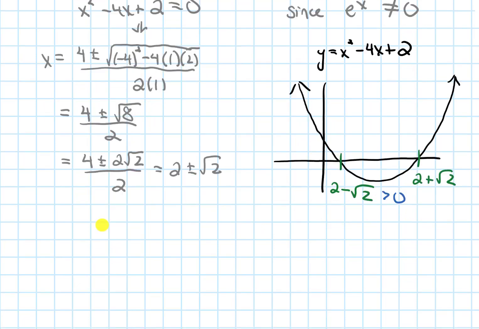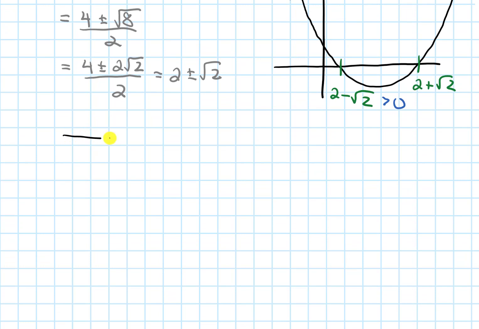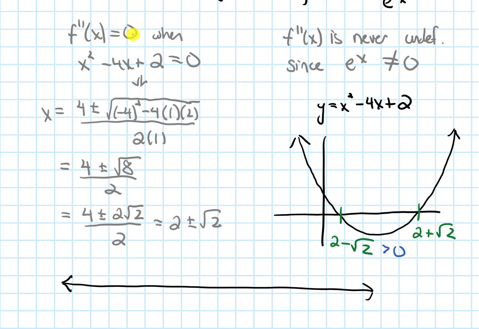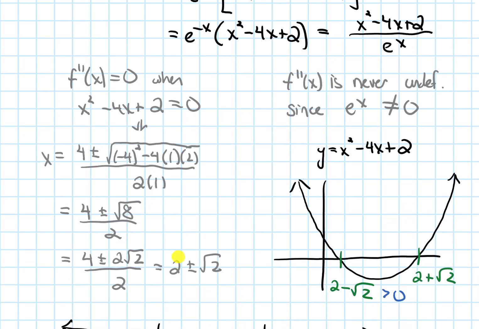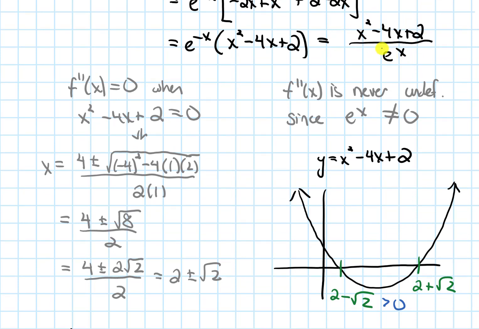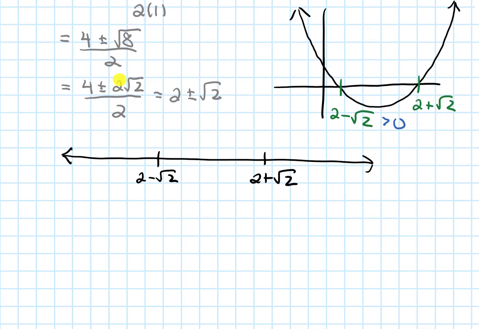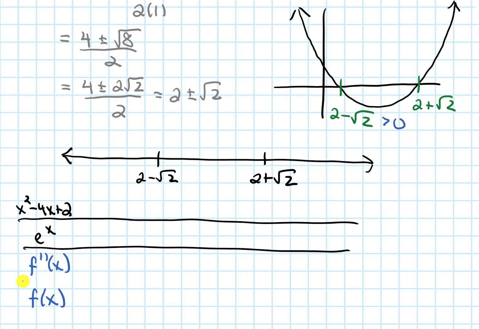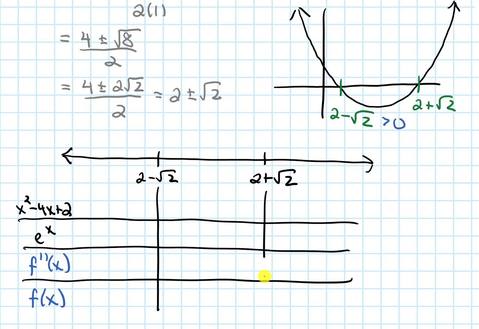Okay, so I can use this graph to help me when I make my sign chart. So let's make our number line, and I've got to plot the points that made my second derivative either equal 0 or undefined on it. So I've got to do 2 minus root 2 and 2 plus root 2. And then I have to write all the factors of my second derivative as rows. The numerator I had was x squared minus 4x plus 2. The denominator was e to the x. Then I can combine those and write the second derivative, and then write a row for f of x, the original function. All right, so let's separate out some rows and some columns.